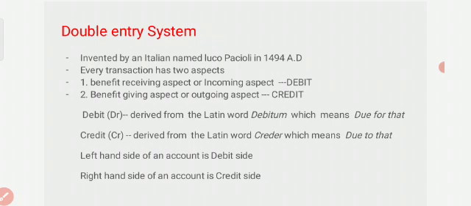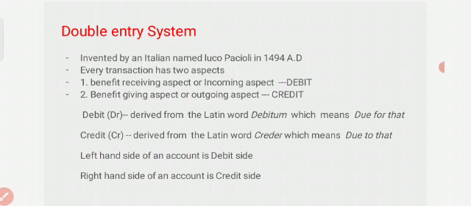For every transaction, one account is to be debited and another account is to be credited in order to have a complete record of transaction. Therefore, every transaction affects two accounts in opposite direction. For example, if furniture is purchased for cash, it is a monetary transaction. Furniture is benefit receiving aspect, so it is debited. Cash is benefit giving aspect, so it is credited.